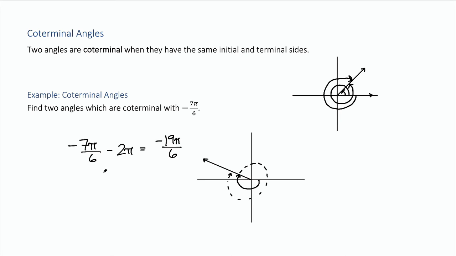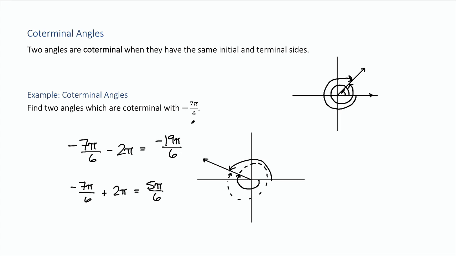I could have also added 2 pi if I wanted. So if I take negative 7 pi over 6 and add 2 pi, that's negative 7 pi plus 12 pi all over 6, which is 5 pi over 6. I went from this angle, but then traveled counterclockwise, going a positive 2 pi. And so that angle is just right there, 5 pi over 6. And so these are two angles that are coterminal with negative 7 pi over 6.